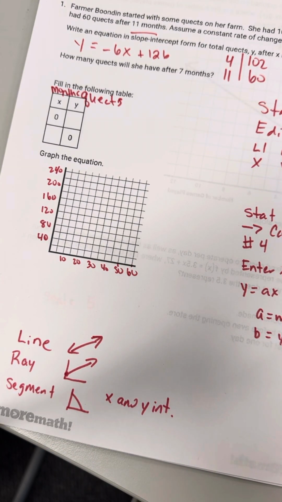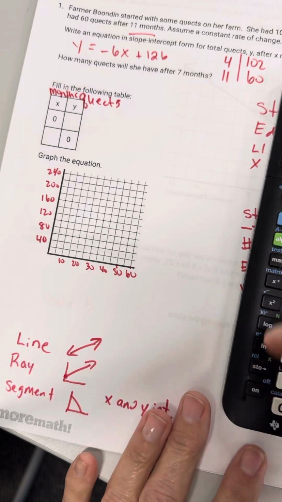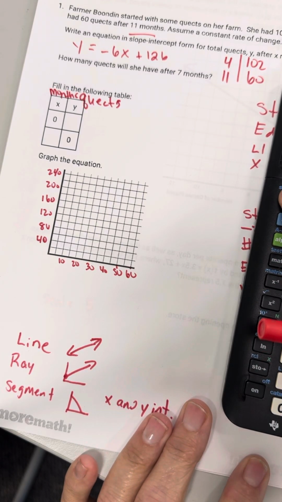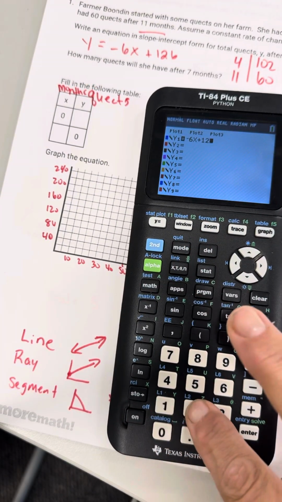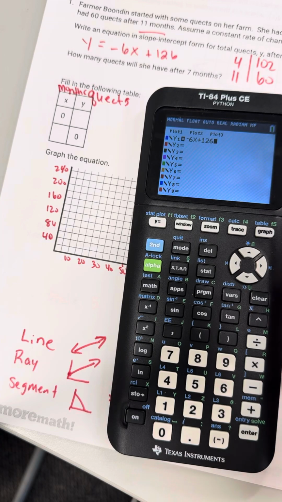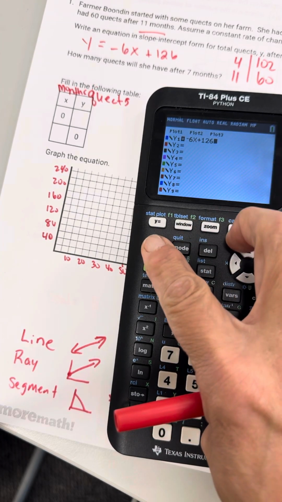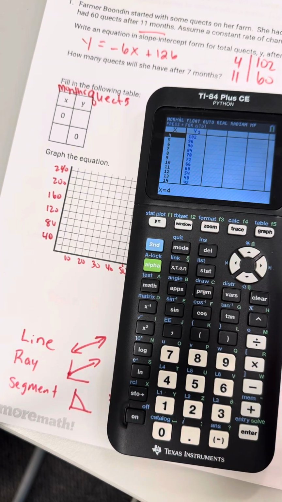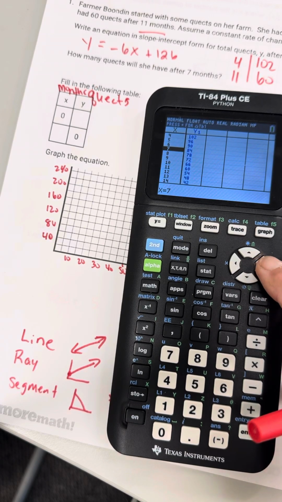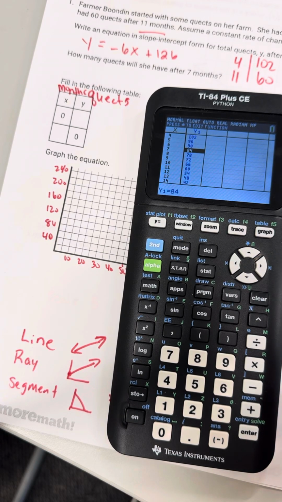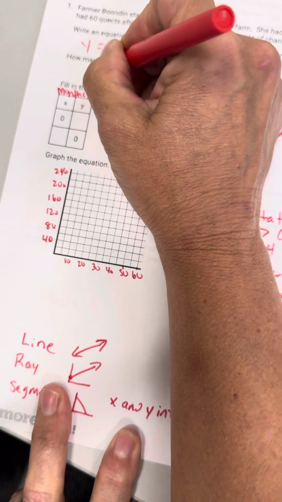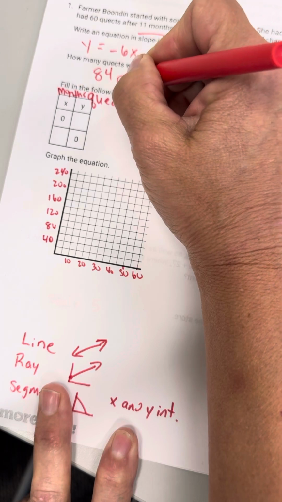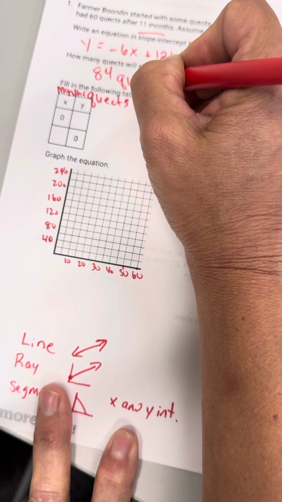How many quecks will she have after 7 months? So we're going to be entering this in our calculator anyway. So y equals negative 6x plus 126. So after 7 months, that means that 7 is going to be your x. So we're going to go to our table. We're going to go to 7, so in 7 months, she's going to be down to 84. So 84, and if it has asked for units, it is quecks.